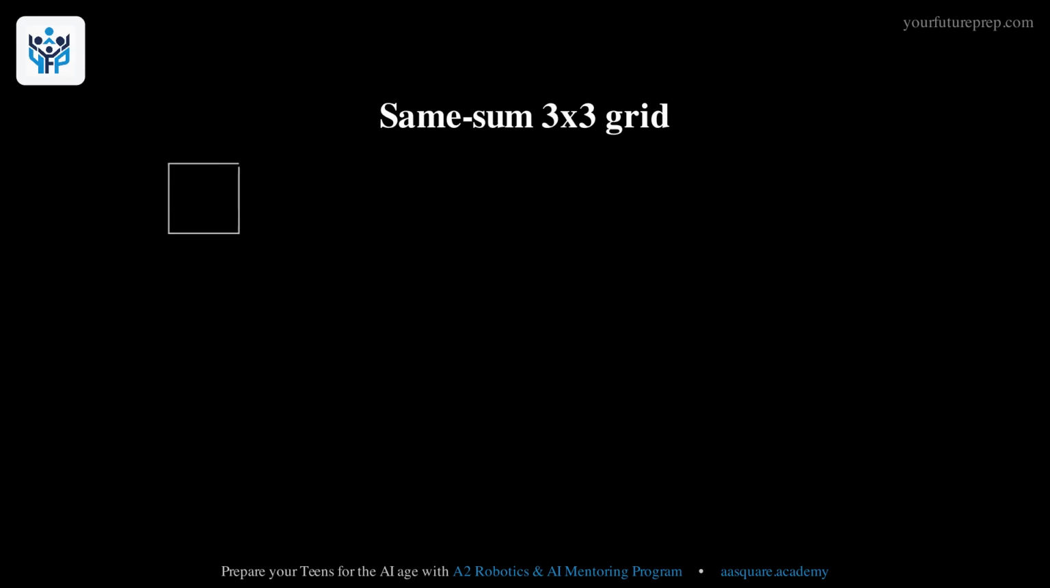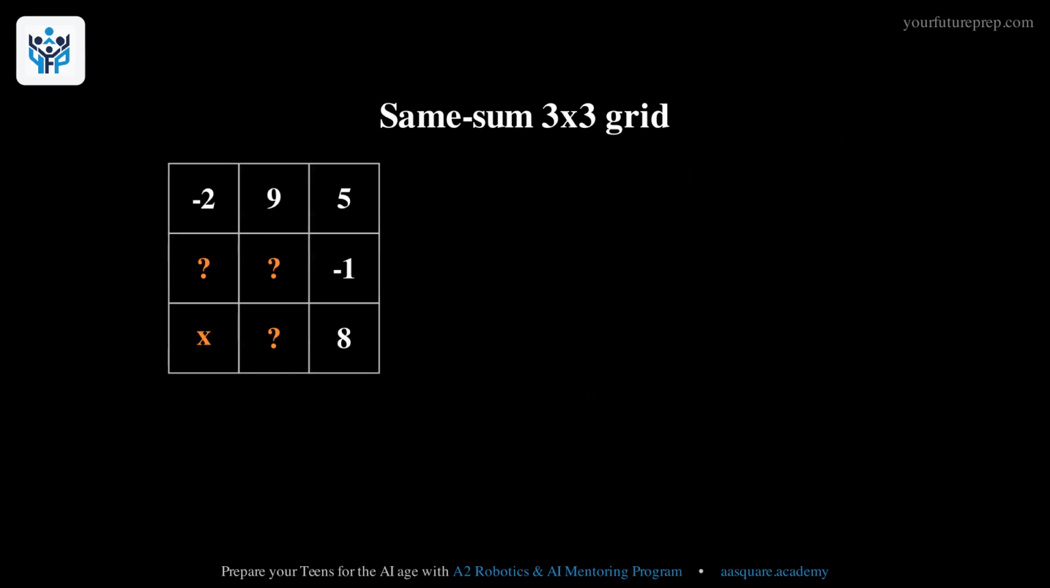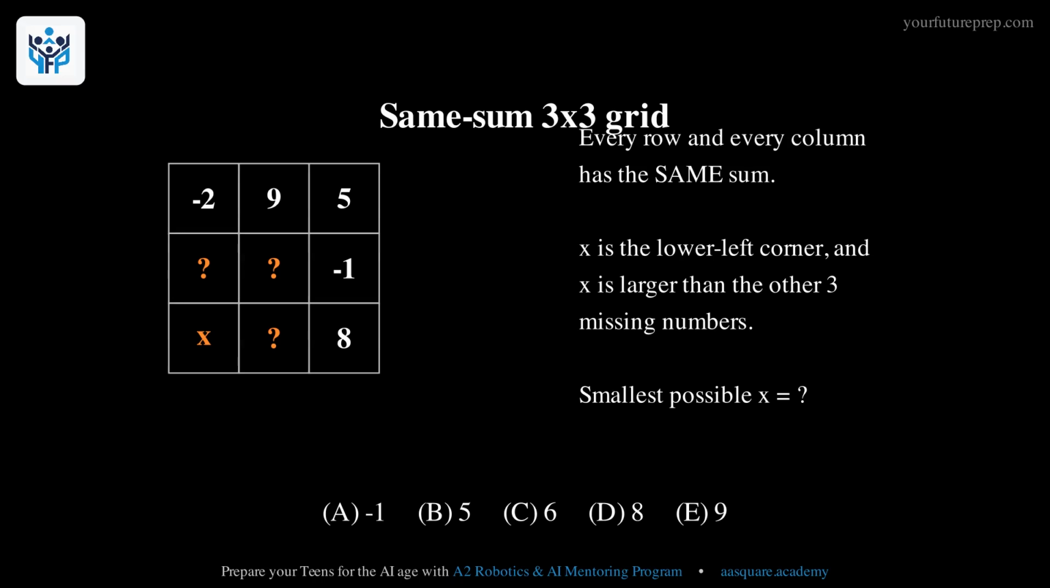A 3 by 3 grid is filled with integers so that every row and every column has the same sum. The top row is -2, 9, 5. The middle row ends in -1, with 2 entries missing. The bottom row is x, a missing number, and 8, where x is the lower left corner.